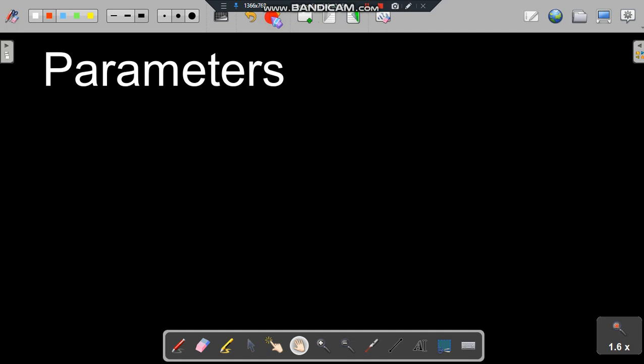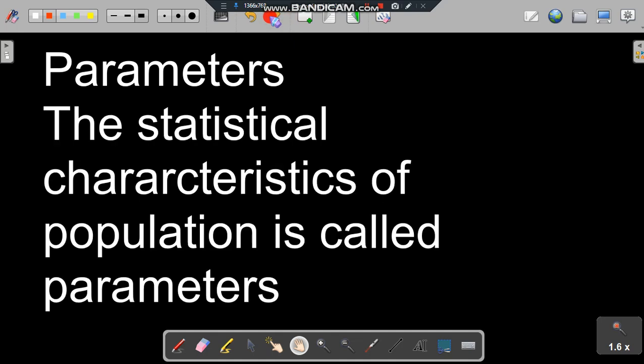In the last class we talked about population, am I correct? So we are interested in studying the characteristics of some population. Okay, and those characteristics we call parameters. So actually, a parameter is nothing but the statistical characteristics of a population. The statistical characteristics of the population.